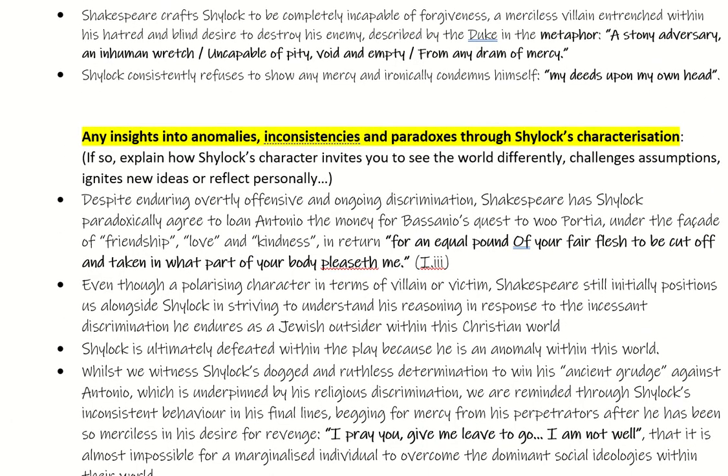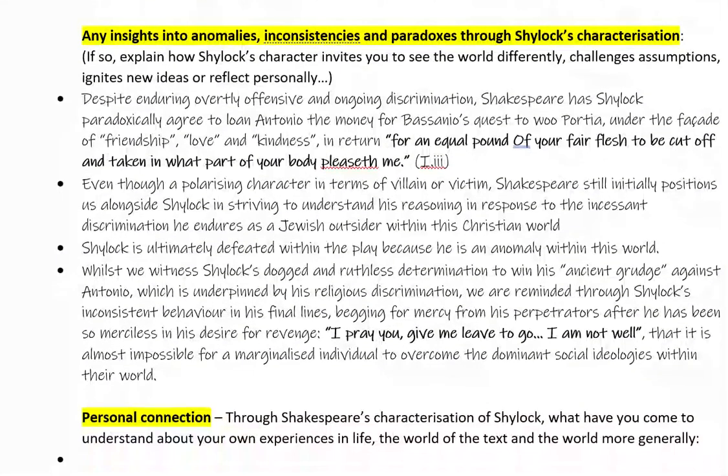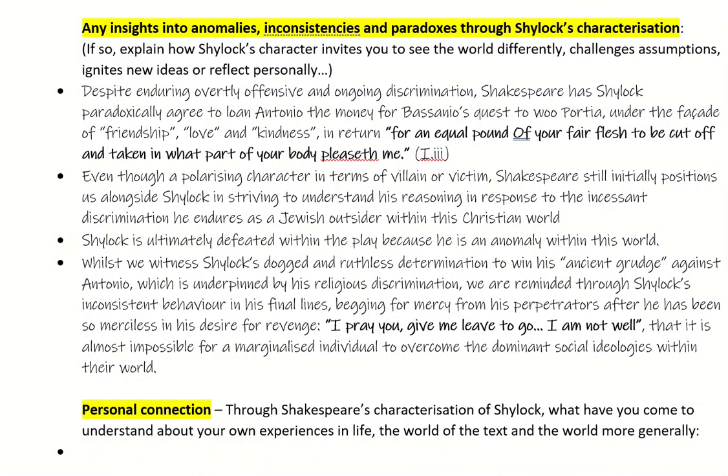What you then should be able to do, Year 12, is come to focus upon any insights you get around anomalies, inconsistencies, and paradoxes. Please don't avoid this part of the rubric. It's really crucial that these elements are considered very intentionally alongside some of what you're discussing in light of your text.